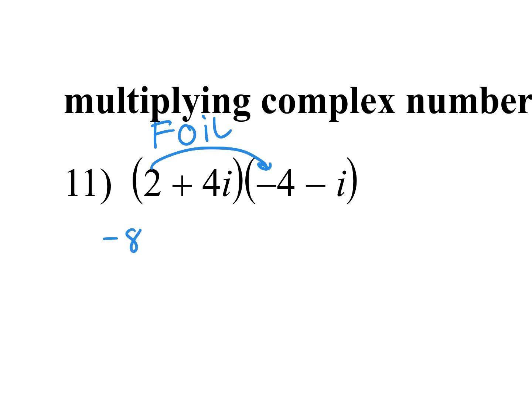Negative 8. What are the outsides? 2 and negative i. So what's 2 times negative i? Negative 2i. What are my insides? 4i. So what's 4i times negative 4? Negative 16i. And what are the lasts? 4i and negative i. So what's 4i times negative i?